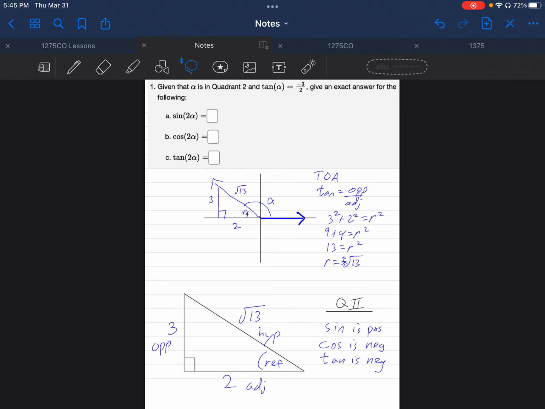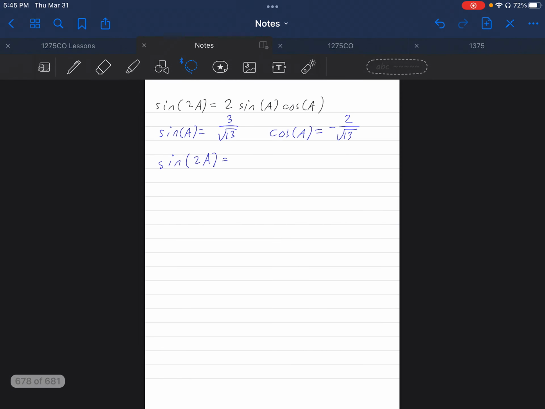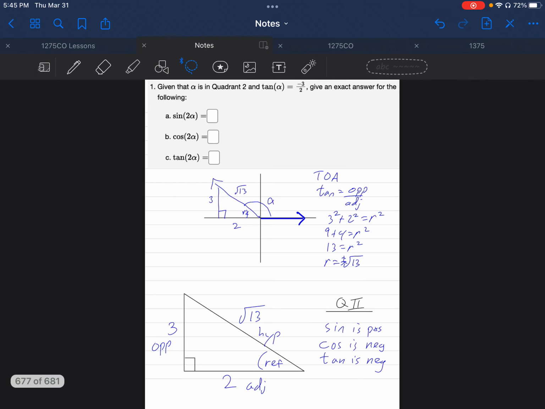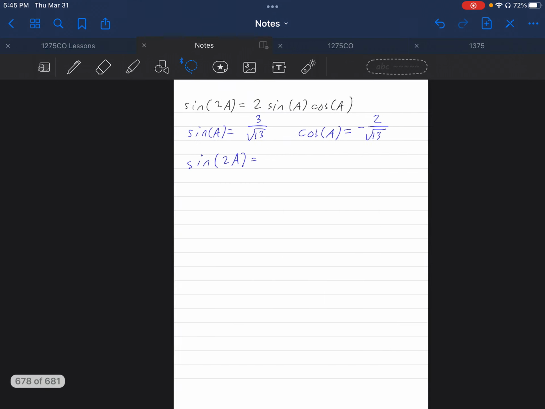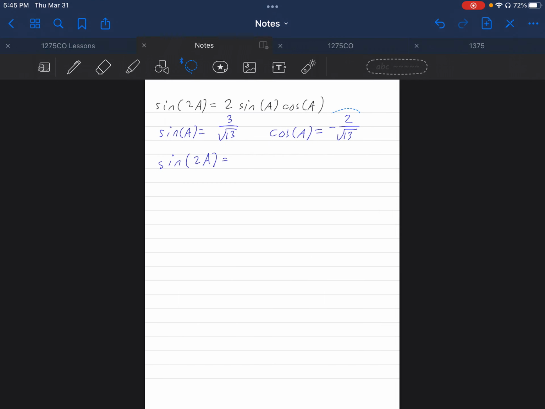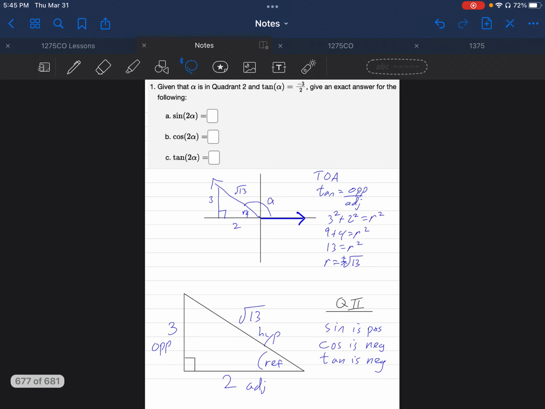Now, the sine function has a double angle formula, which is that the sine of 2a is equal to 2 sine a cosine a, a being our reference angle. So the sine of a is equal to 3 over radical 13. That's the opposite over the hypotenuse. The cosine of a is equal to negative 2 over radical 13. That's the adjacent over the hypotenuse, made negative because cosine is negative in the second quadrant.